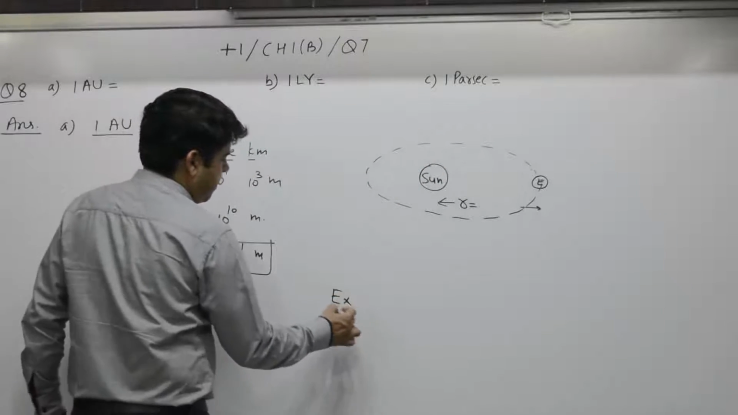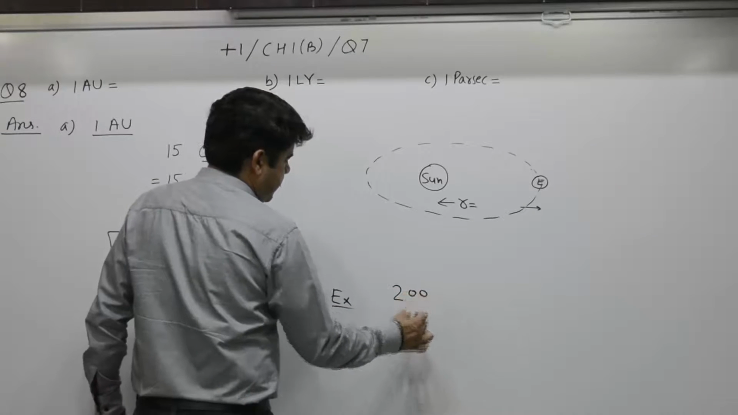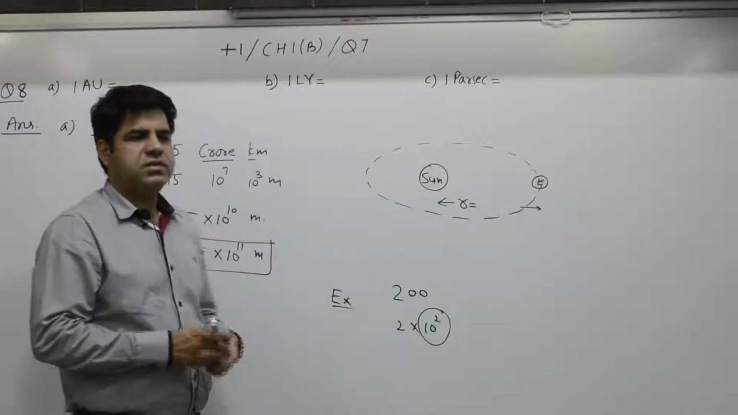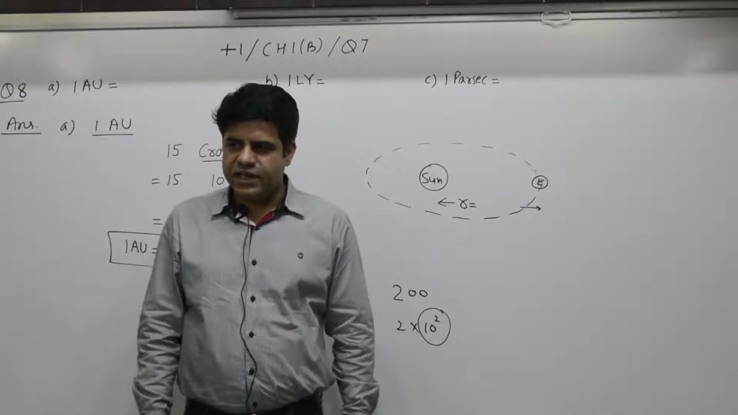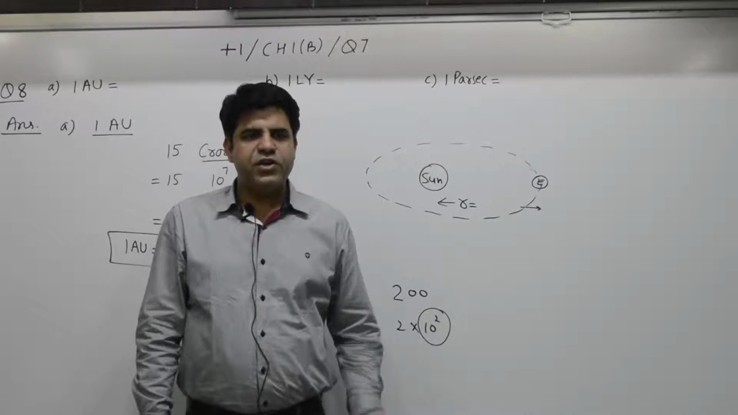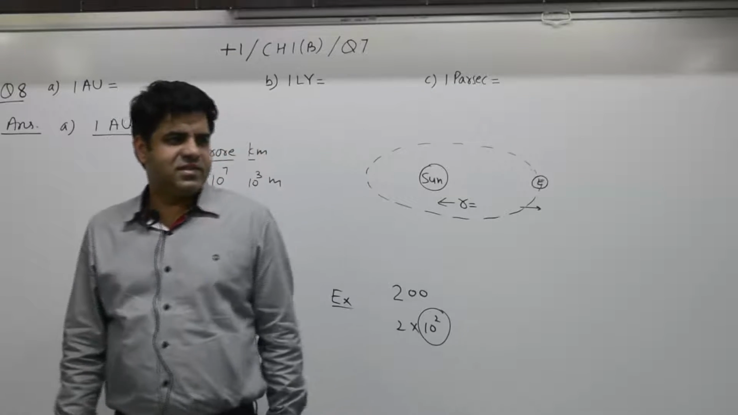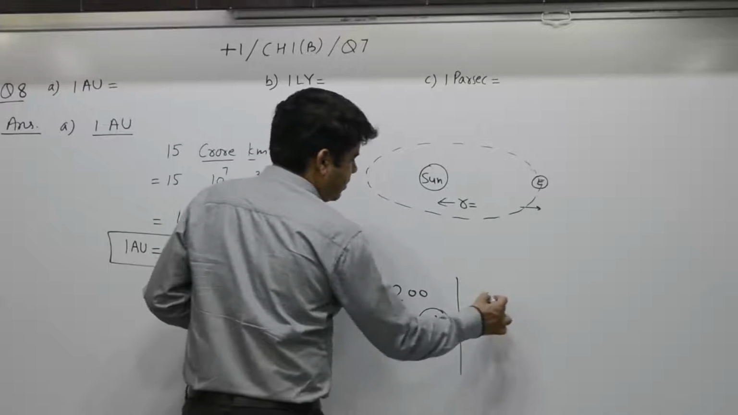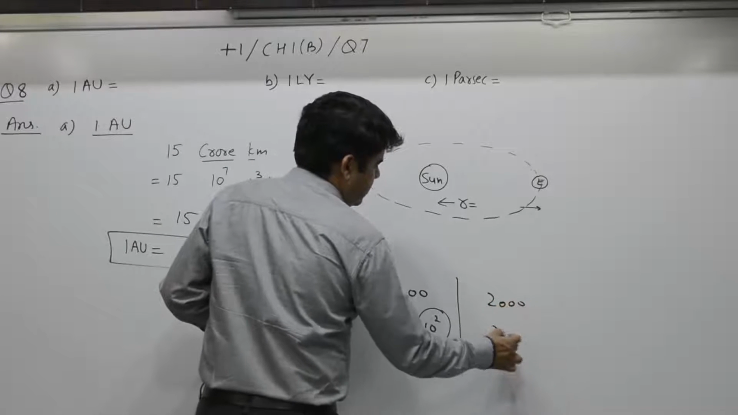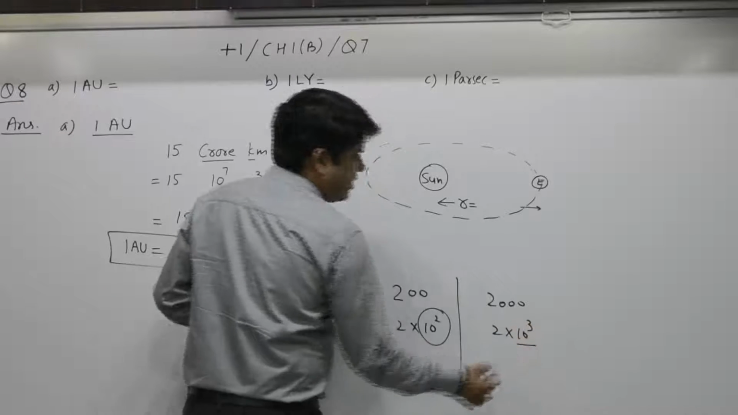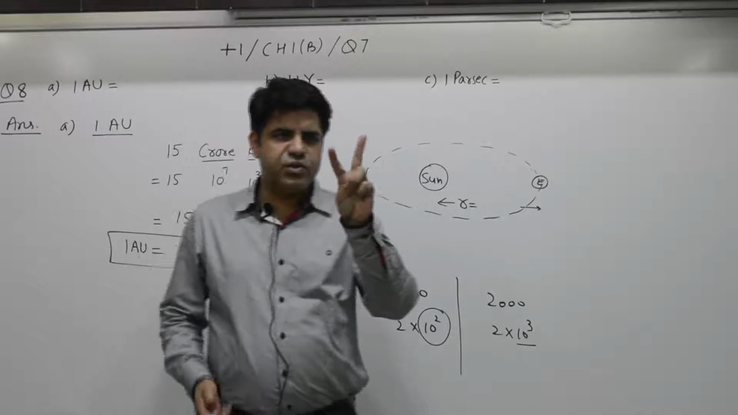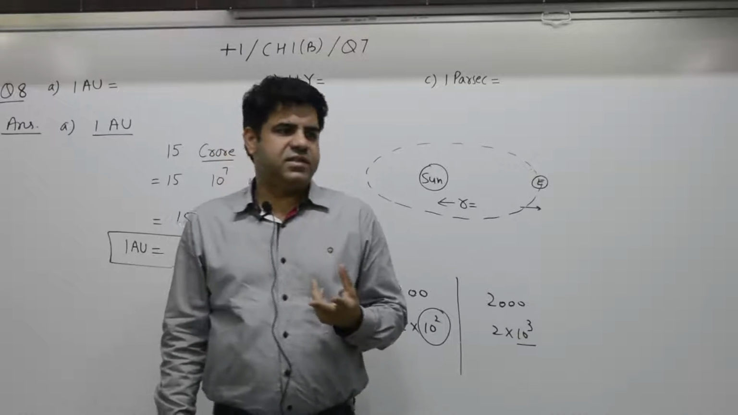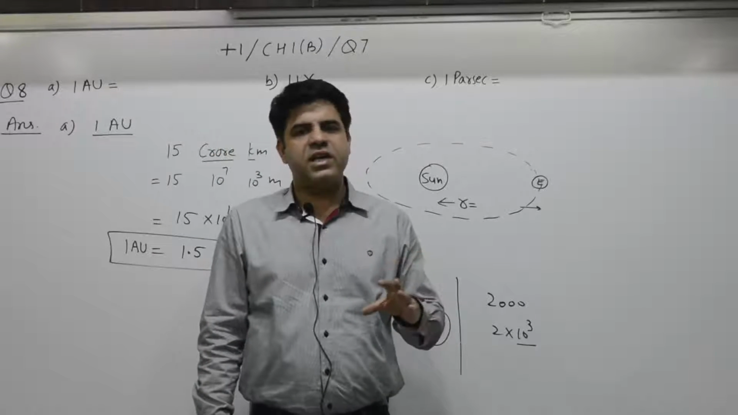Example. This is a 100 rupee note. Agreed or not? How many? 2. Getting what I am saying? 2000 rupees is 2 into 10 to the power 3. 2, each of rupees 1000. You have this order analysis.